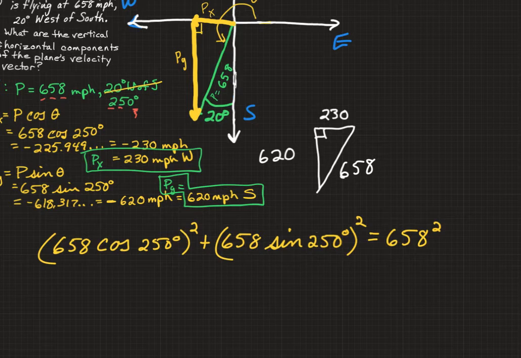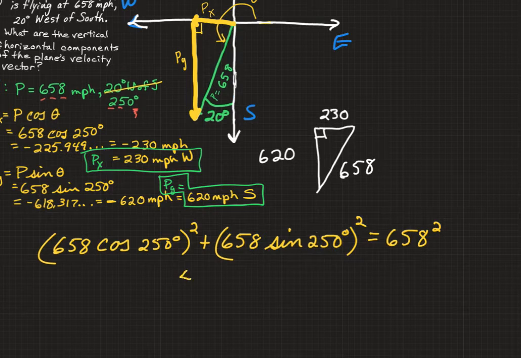Let's see if we take 658 times the cosine of 250 degrees and we square the whole thing, plus 658 times the sine of 250 degrees squared, equals 658 squared. And I will post a short video of me doing that on your calculator so you can see exactly what you have to do to avoid an error there.